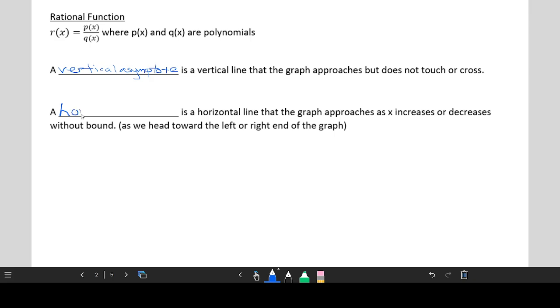And then we can also have a horizontal asymptote, which is a horizontal line that the graph approaches. I've given a slightly different definition here because for some functions it is possible for the graph to touch or cross the horizontal asymptote. That's not the case for a vertical asymptote because it's an x value that's not allowed, but for a horizontal asymptote it is possible that somewhere in the middle of the graph it touches or crosses the line. But the point is, as we head toward the left or the right end of the graph, or maybe both ends, the graph is going to approach the line without touching it at that point.